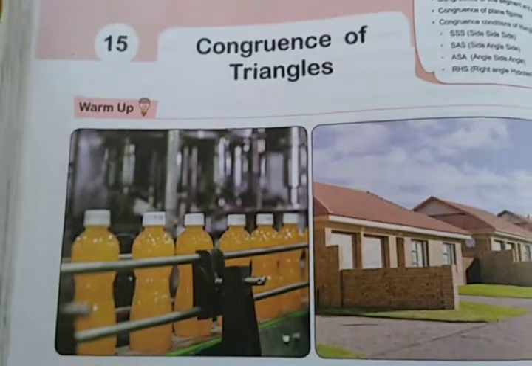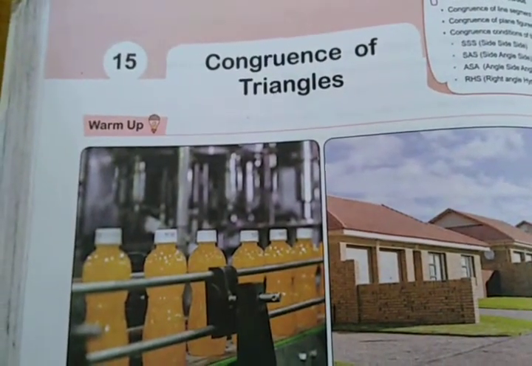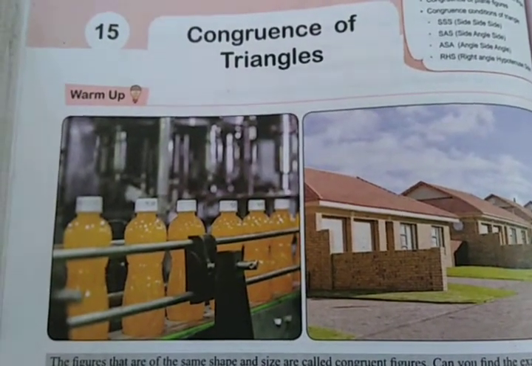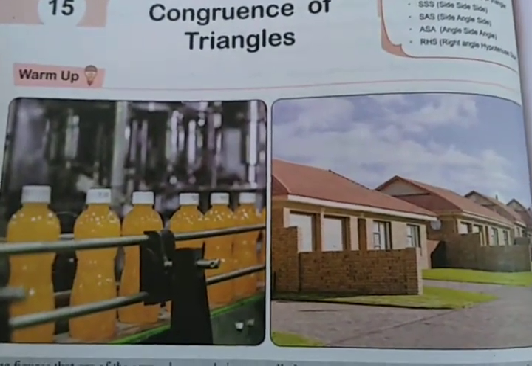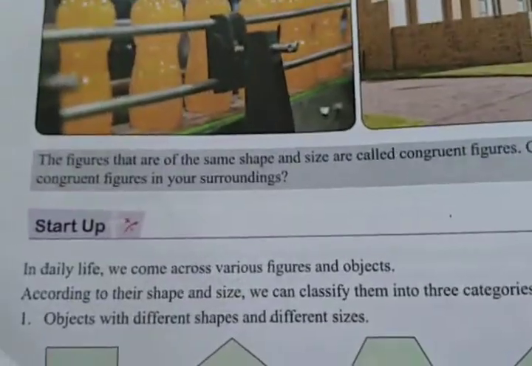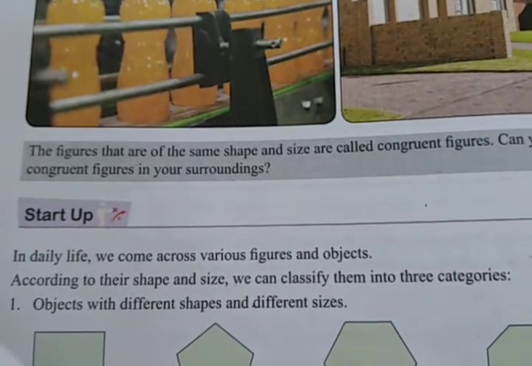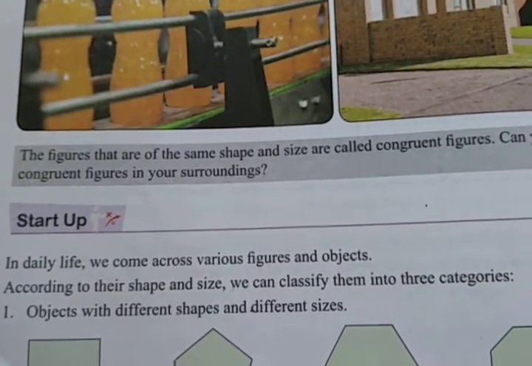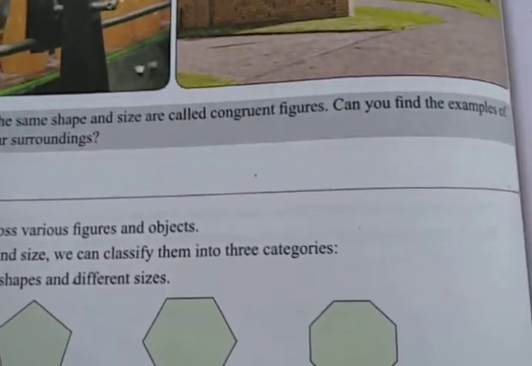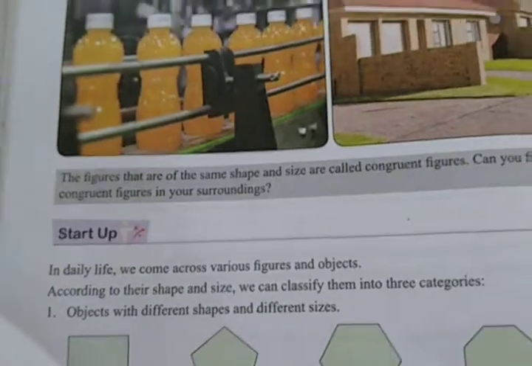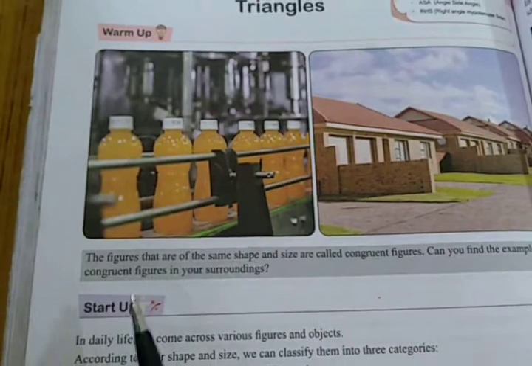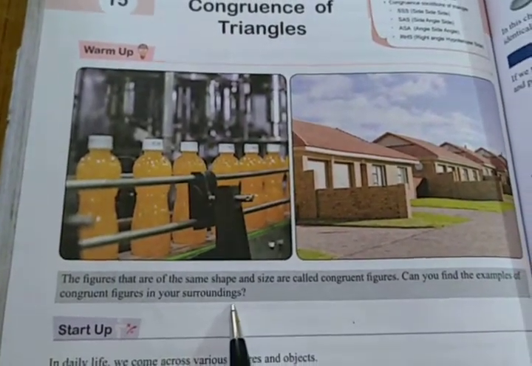here you can see the bottles and houses of exact shape and size. Yes, is it so? Then the figures that are of the same shape and size are called congruent figures. Okay, then can you find examples of congruent figures in your surroundings? You can see many examples in your surroundings.